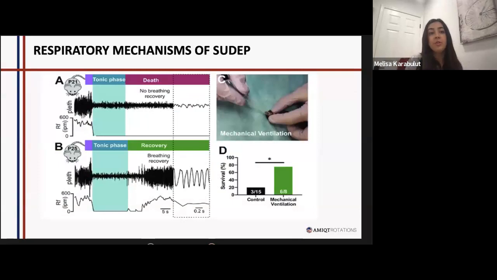Corroborating this hypoventilation theory, studies of susceptible mice with seizures demonstrated that death was reversible with ventilation. If not reversed, these animals die from respiratory arrest after seizure. So this hypoventilation can be reversible, which is a life-saving fact.